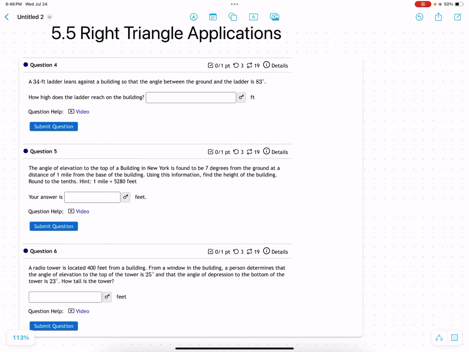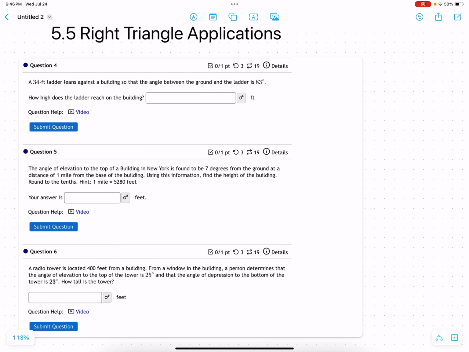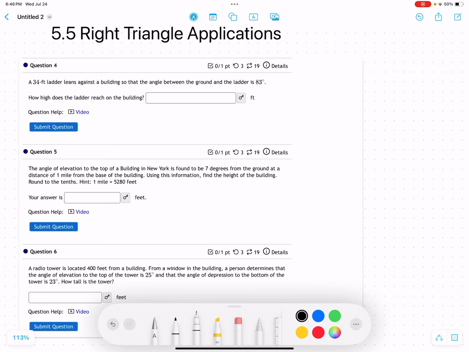In this particular video, I've pretty much just copied and pasted some of the homework and talked about how we can create a triangle from the words. It's not really that difficult. It's not really any different from anything else that we've done. So let's get started. In this first question, it says, a 34-foot ladder leans against a building.